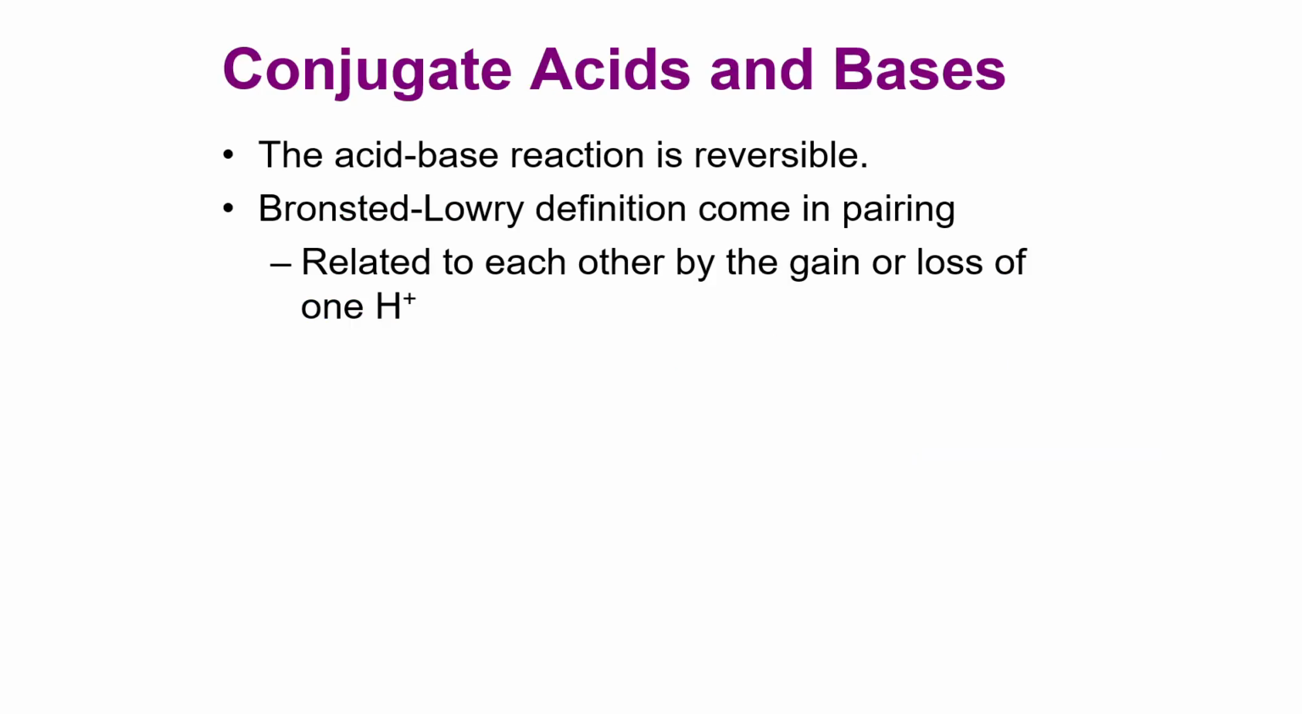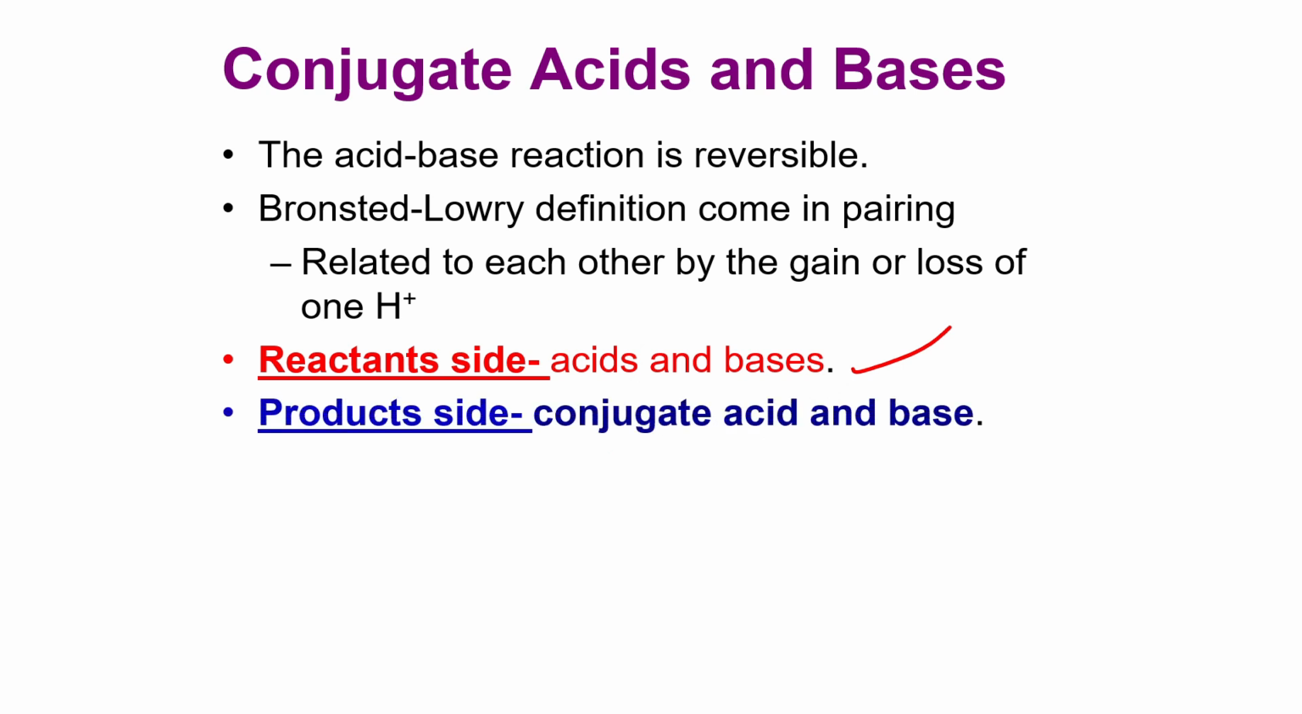So reaction untuk acid and base reaction ni mesti reversible reaction. So pairingnya acid bersama conjugate base, base bersama conjugate acid. So yang ni tadi reactant side acid dengan base. Okay, so sebelah reactant, so sebelah produk dia adalah conjugate. So acid conjugate base, base conjugate acid.